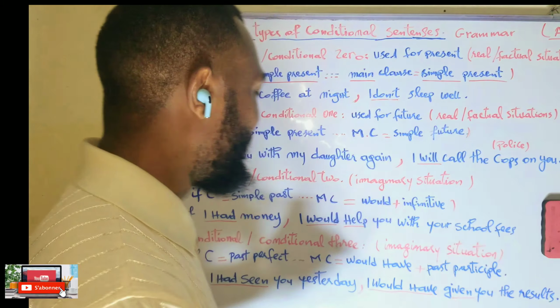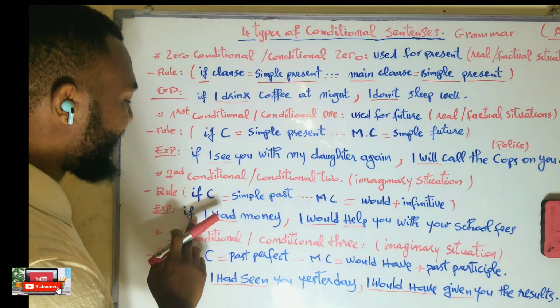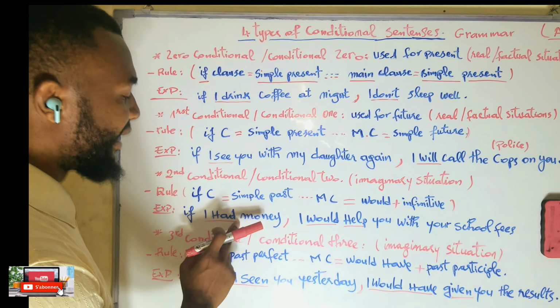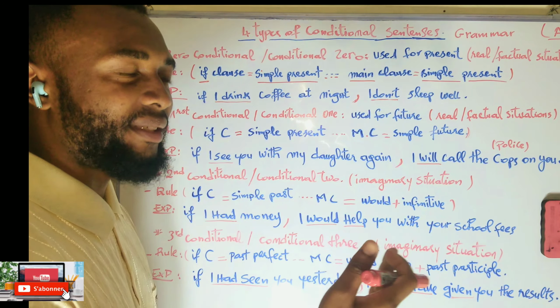Okay? Alright, so here we have an example: if I had money. So I had, ça c'est le verbe avoir conjugué au passé, right?